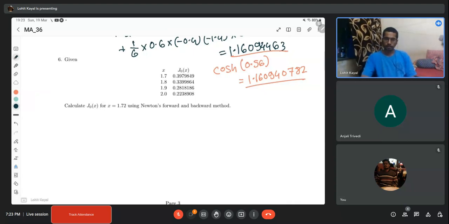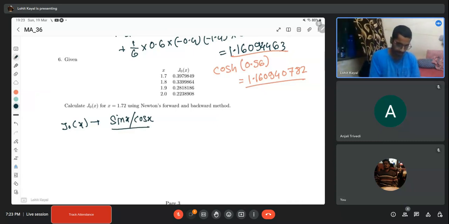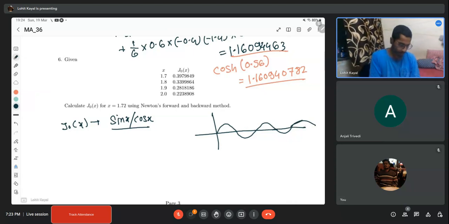So we need to solve it using J0 x. J0 x is similar to sin x or cosine x, but this is in the cylindrical geometry. Like the sin x or cosine x, suppose this is your sin x function, an oscillatory function. Similarly, your cos x is also an oscillatory function. So this is in the Cartesian geometry. This is your x and this is your y.